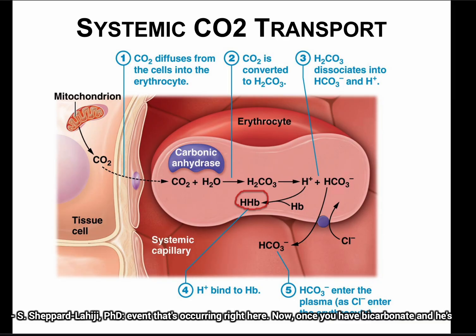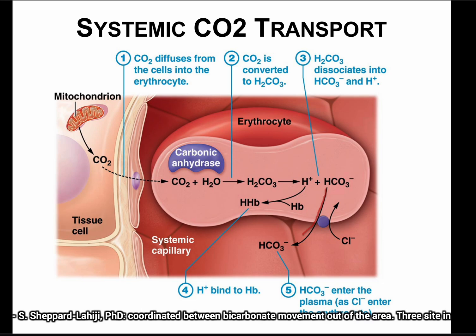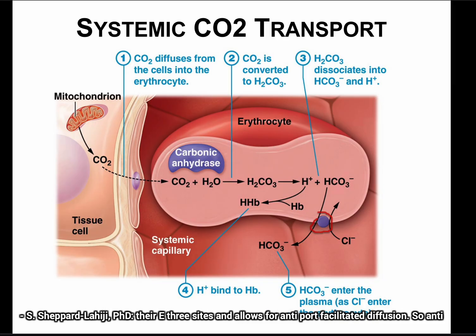Now, once you have bicarbonate, it needs to head into the plasma. So it needs to go from erythrocytes out into the plasma where I have drawn it. And this movement is going to be coordinated between bicarbonate movement out of the erythrocyte and chloride ion movement into the erythrocytes, and that creates a balance of ion transport. This is referred to as a chloride shift, and it occurs through a protein, so this little circle here, that is found on the erythrocytes, and it allows for antiport facilitated diffusion.